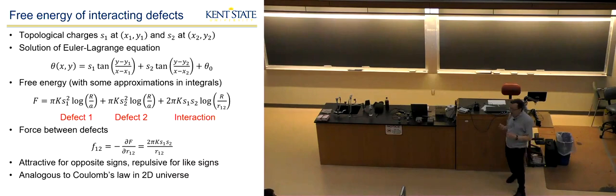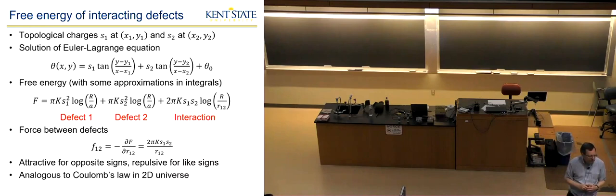Okay, question? So you're saying that the defects are necessarily pinned in space where you have them in that image? Like if you have two defects, they interact with each other and so then they start to... So then they start to move, yes, that's right.